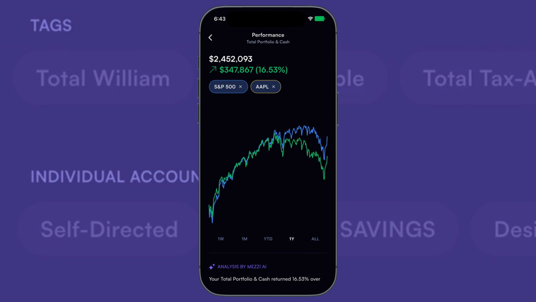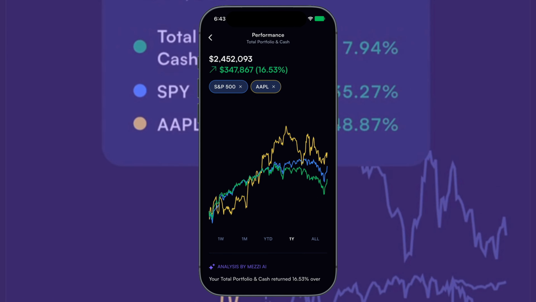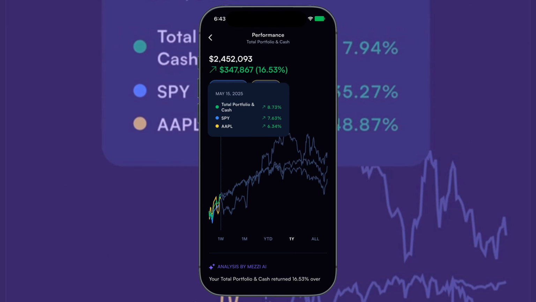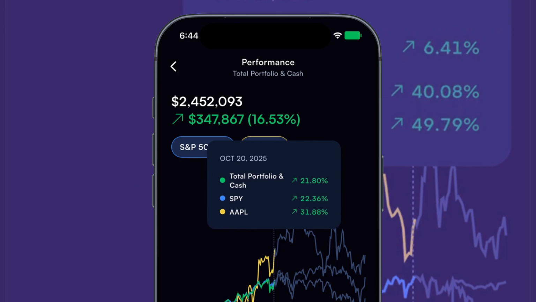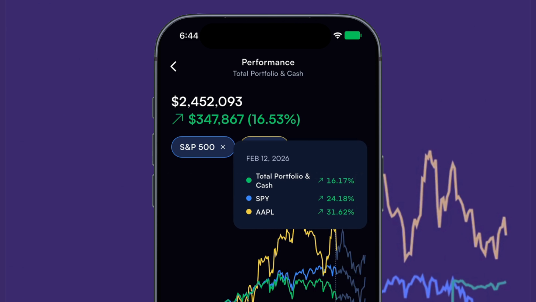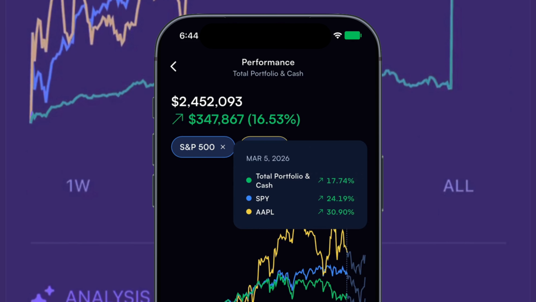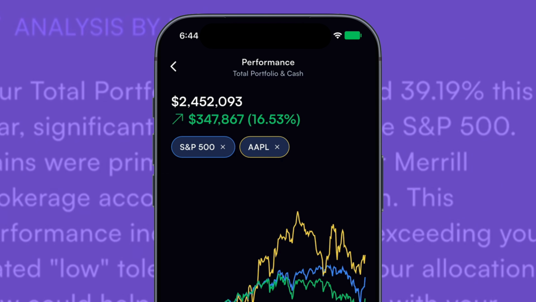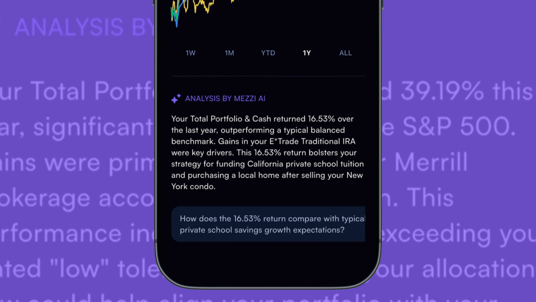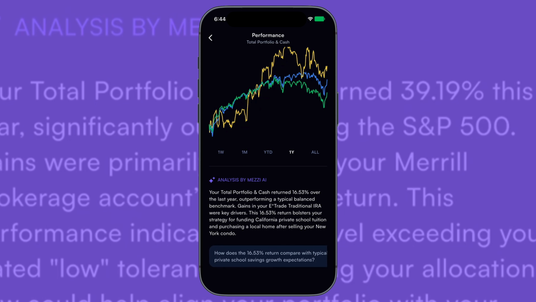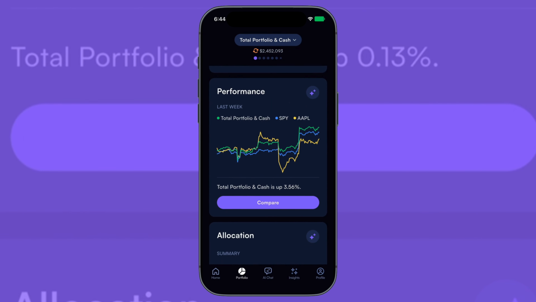Now you're seeing multiple lines, your portfolio alongside what you're comparing against. Each line tells a different story. If your portfolio is tracking closely to an index, you may be more index-like than you think. If it's diverging significantly, that tells you your returns are being driven by something specific. And if a single stock is far more volatile, you can start to understand the trade-off between concentration and stability. This is the shift from absolute performance to relative performance. And that's where better decisions come from.